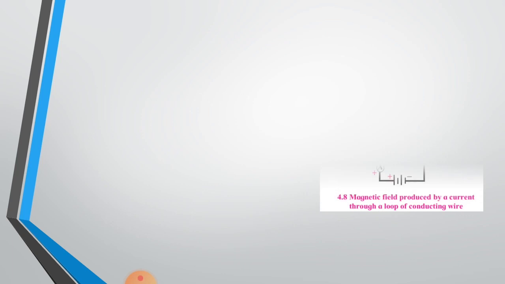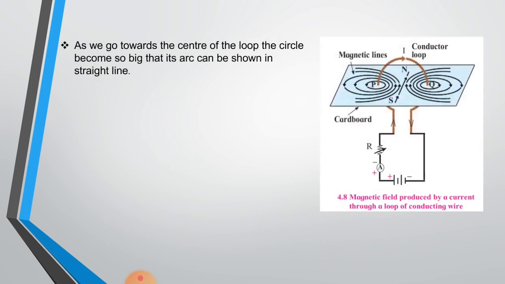As we go towards the center of the loop, जब हम center of the loop के यहाँ पे जाएंगे तब क्या होगा? The circle becomes so big that its arc can be shown as a straight line. Circle जो है वो बहुत बड़ा हो गया है यहाँ पे. You can see here it is shown as a half circle, the last 2 lines, and it is shown as a straight line. Here you can see the straight line, बीच में जो straight line है वो.